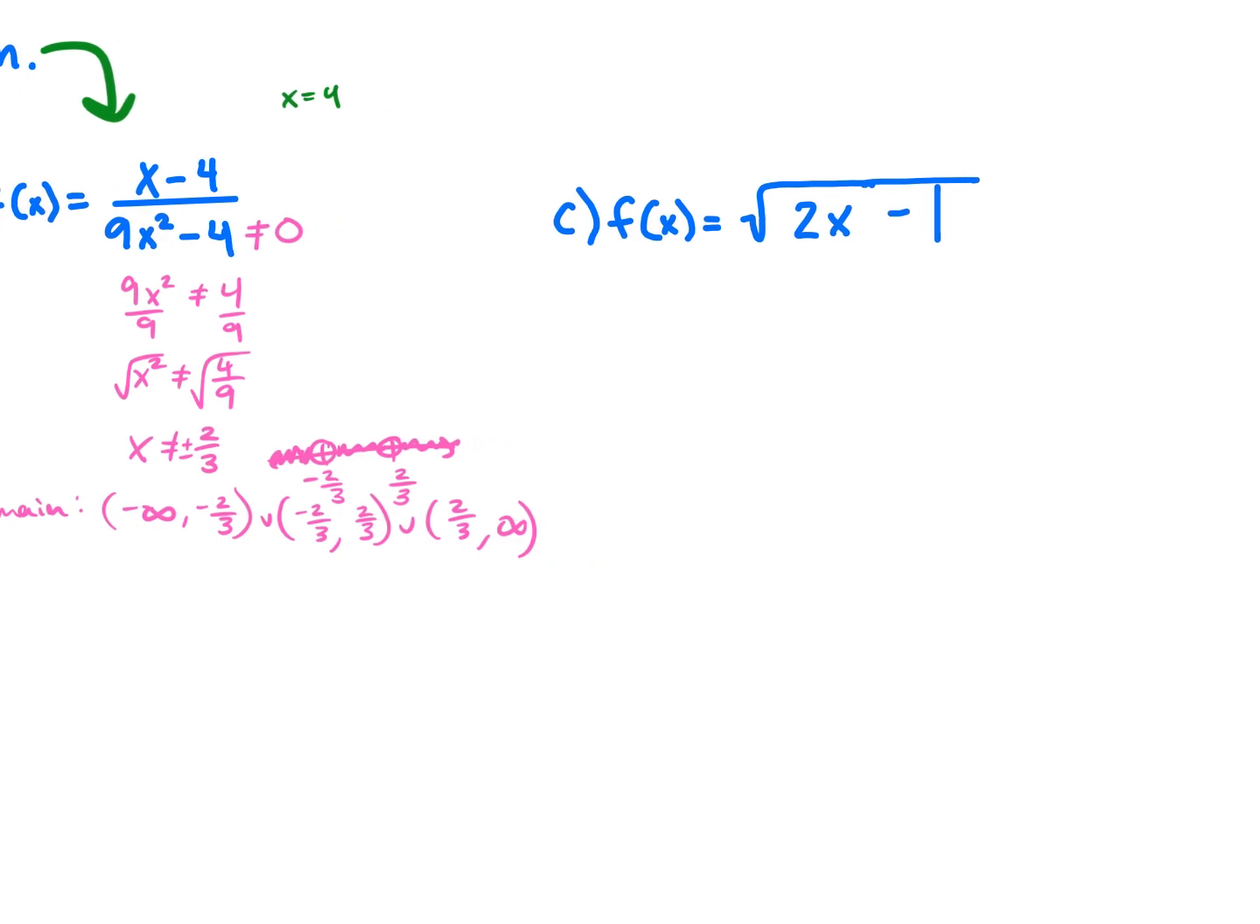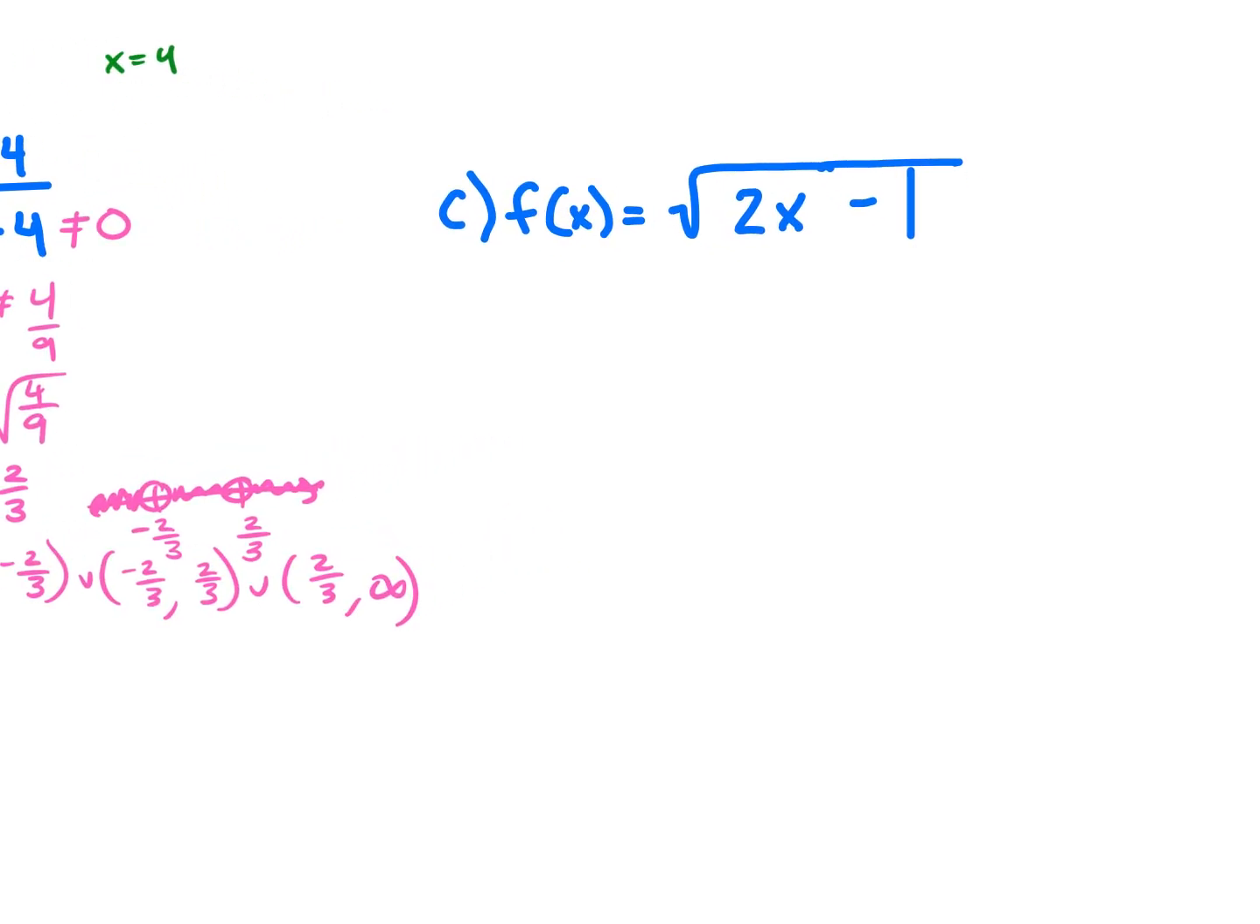All right, and then just for extra practice for C, what would we have to do to find the domain here? Set whatever is under our square root greater than or equal to 0. Perfect. So x is greater than or equal to 1/2. So this would be 1/2 to infinity.